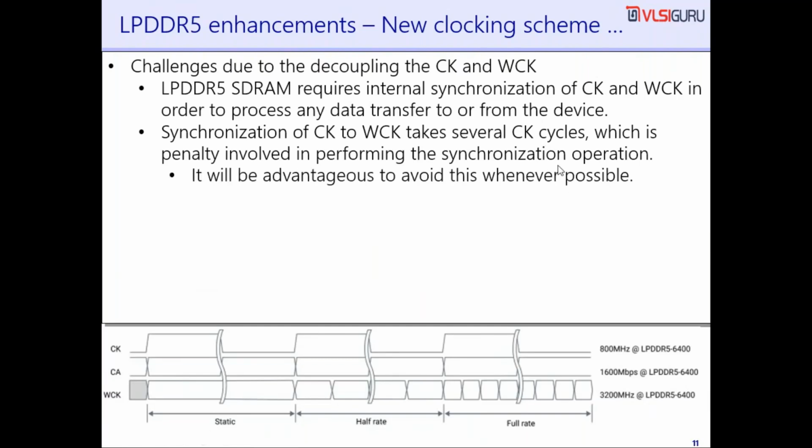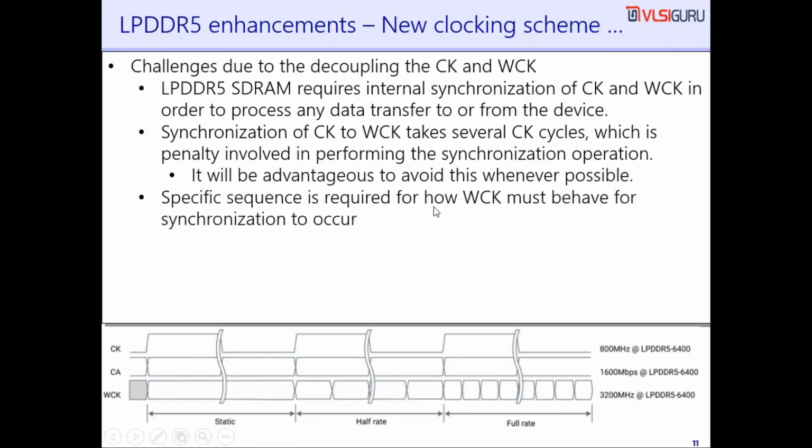So there are two things you can do. Either you always keep the synchronization on, but at the cost of additional power consumption. Second is you keep the synchronization off, and whenever the writes and reads need to be done, then you perform the synchronization. But that will come with a penalty of several clock cycles. It will be advantageous to avoid this whenever possible. So when you intend to do back-to-back writes, you keep the synchronization on. When the controller knows that it is not going to issue any writes or reads, it can turn off the synchronization. A specific sequence is required for how WCK must behave for synchronization to occur.